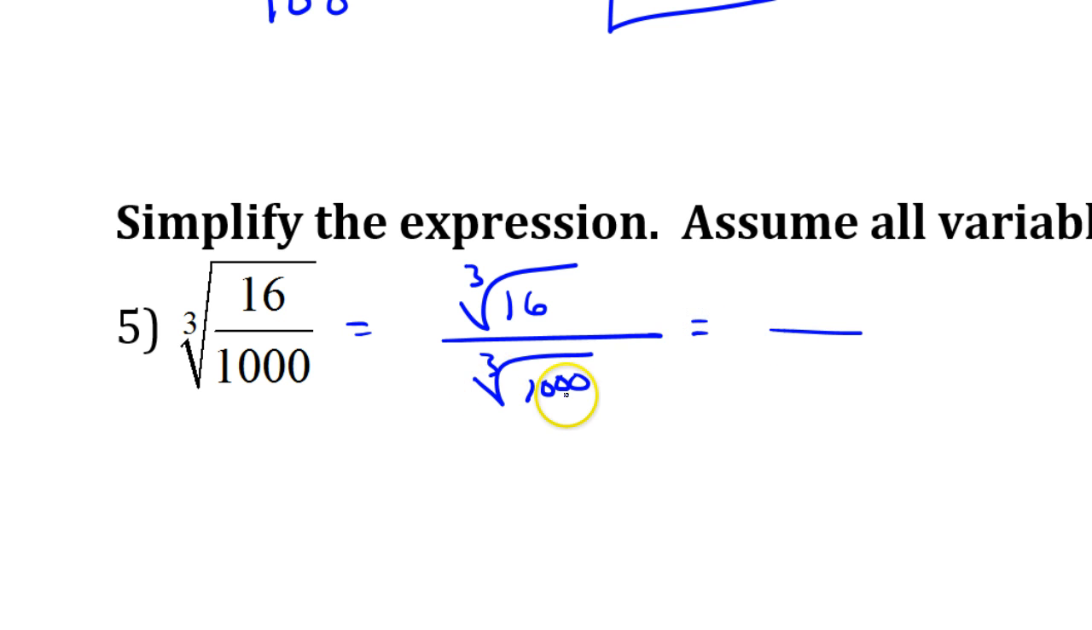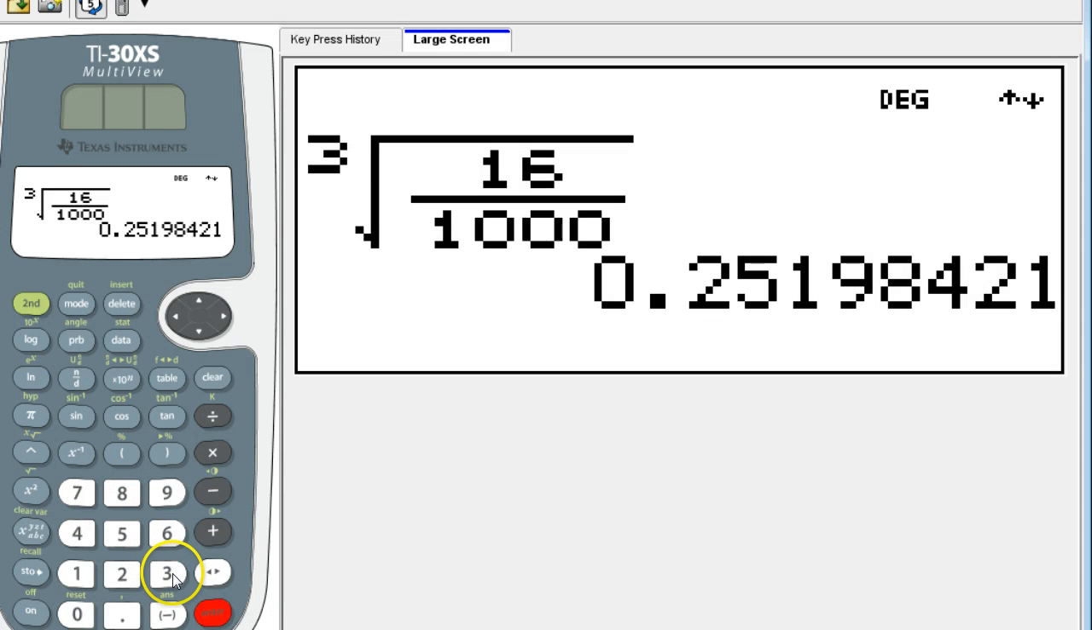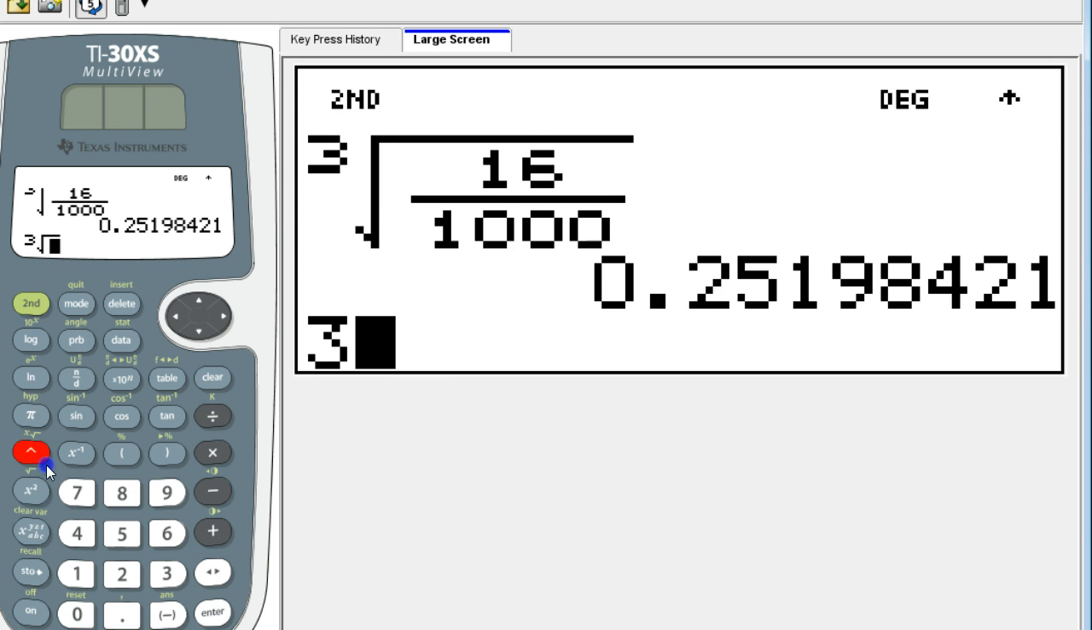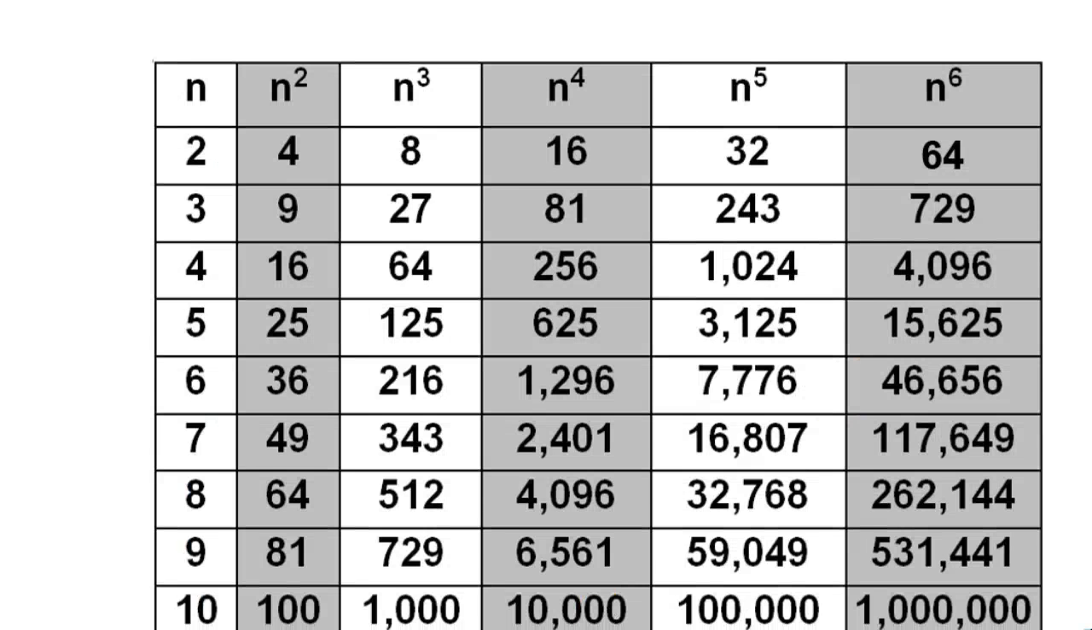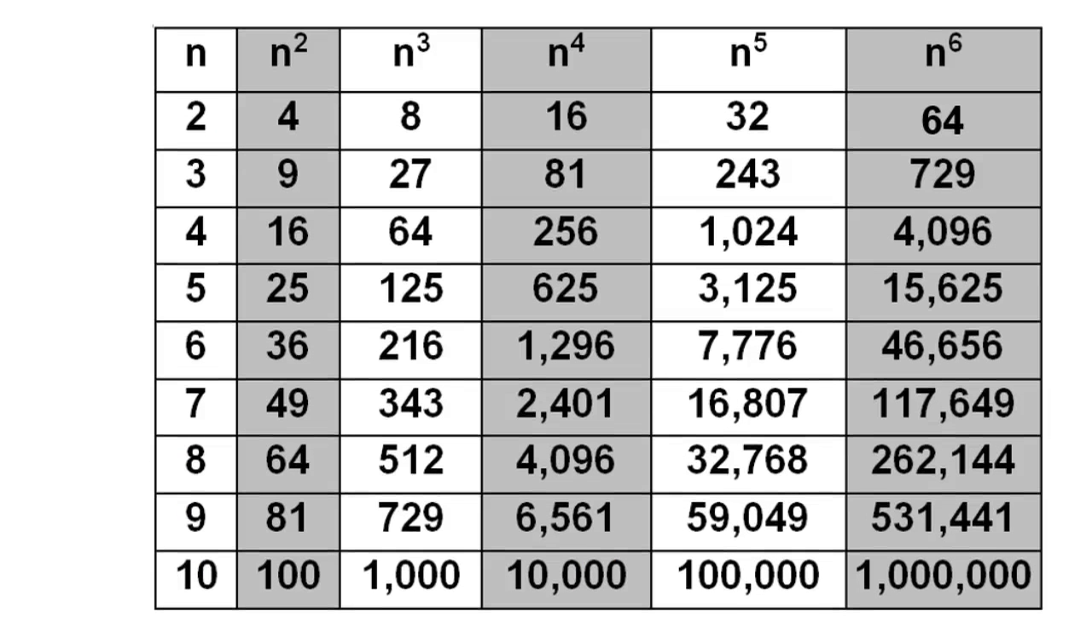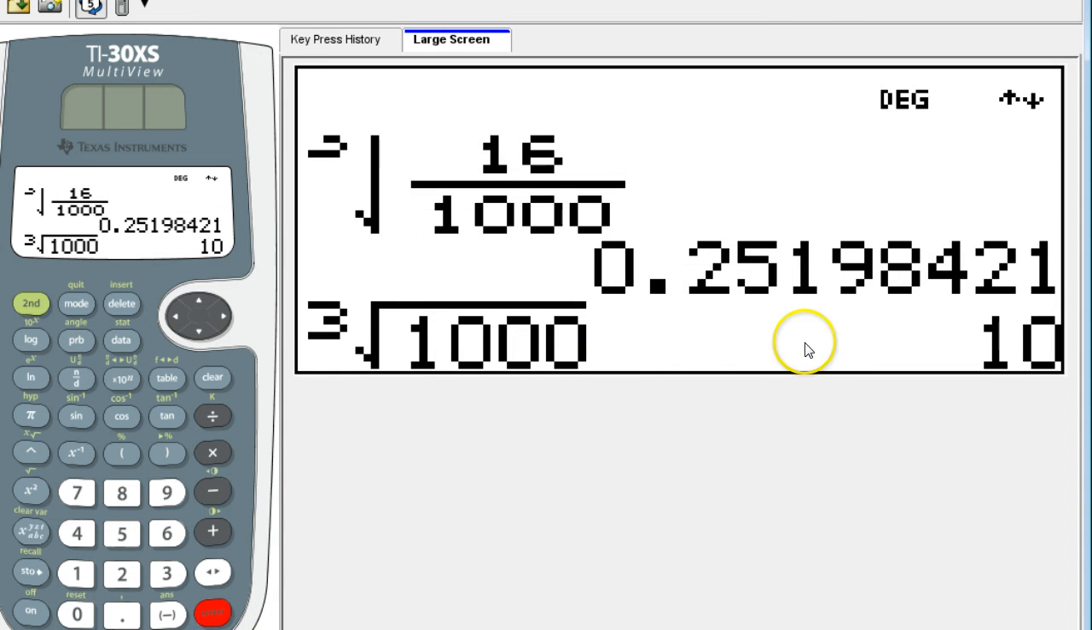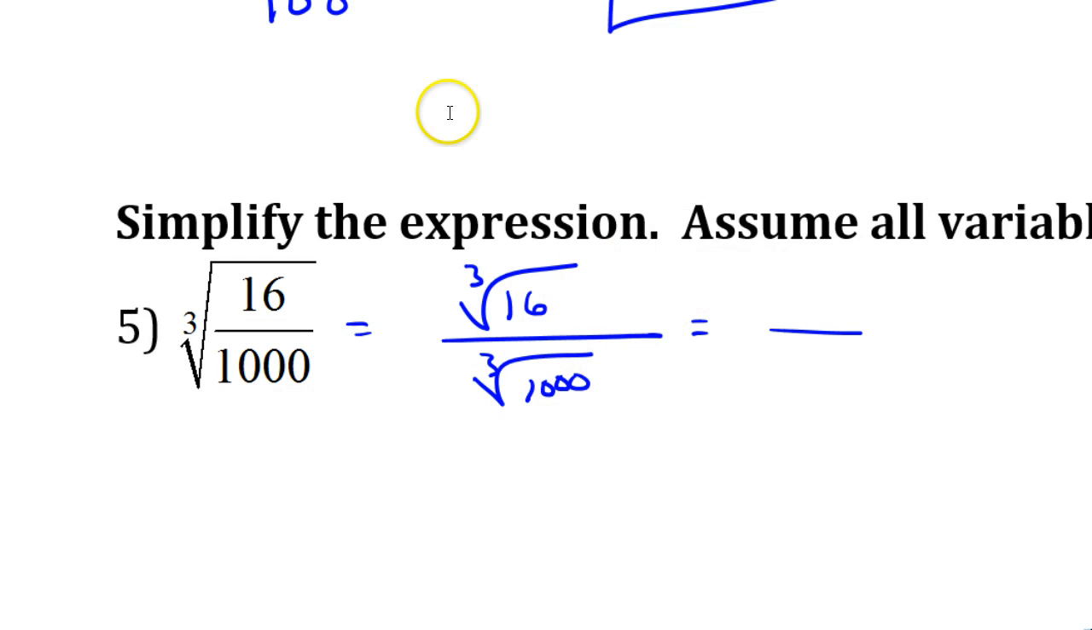Now, the cube root of 1,000. Cube root of 1,000 is 10. Alright, by the way, we're going to be using this table a lot. This is something that you're allowed to use for this particular test. So the cube root of 1,000 is 10. That's how I could use the table to do the same thing. Okay, so anyway, the denominator is going to be 10.